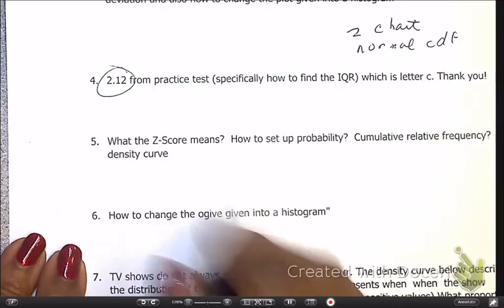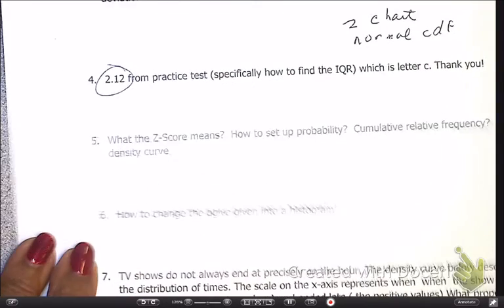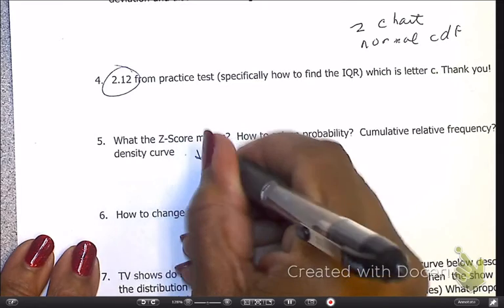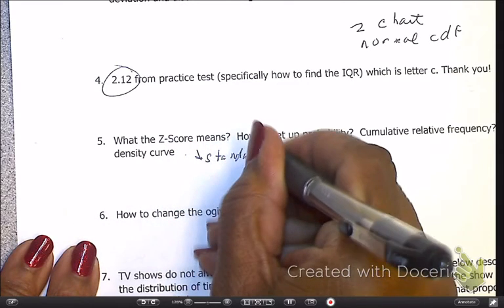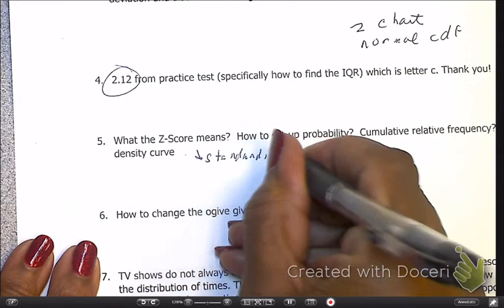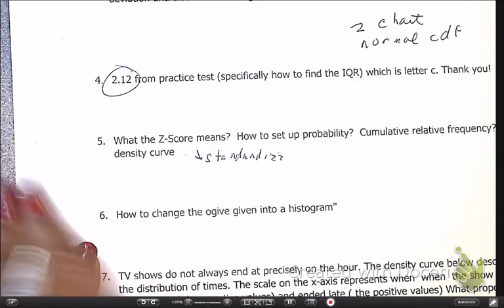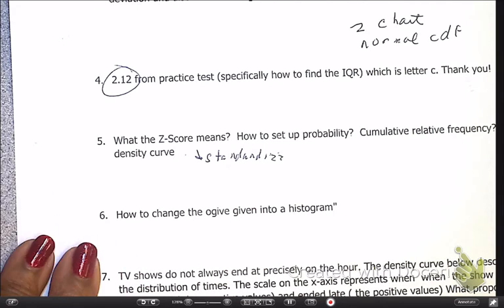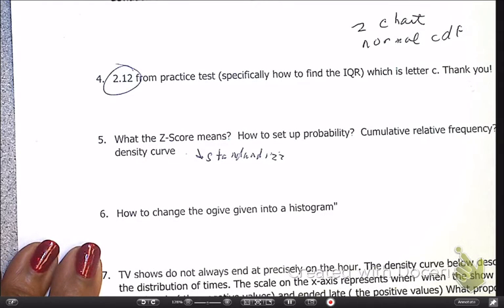Okay, what does a Z-score mean? A Z-score is when you standardize the data, because if you look at your Z-score table, it goes between -3.4 and positive 3.4. Honestly, it goes on forever and ever, but the thing is that when it gets lower than -3.4 and higher than positive 3.4, it's so small that it doesn't matter, meaning it's like 0.00 to a negative something power.